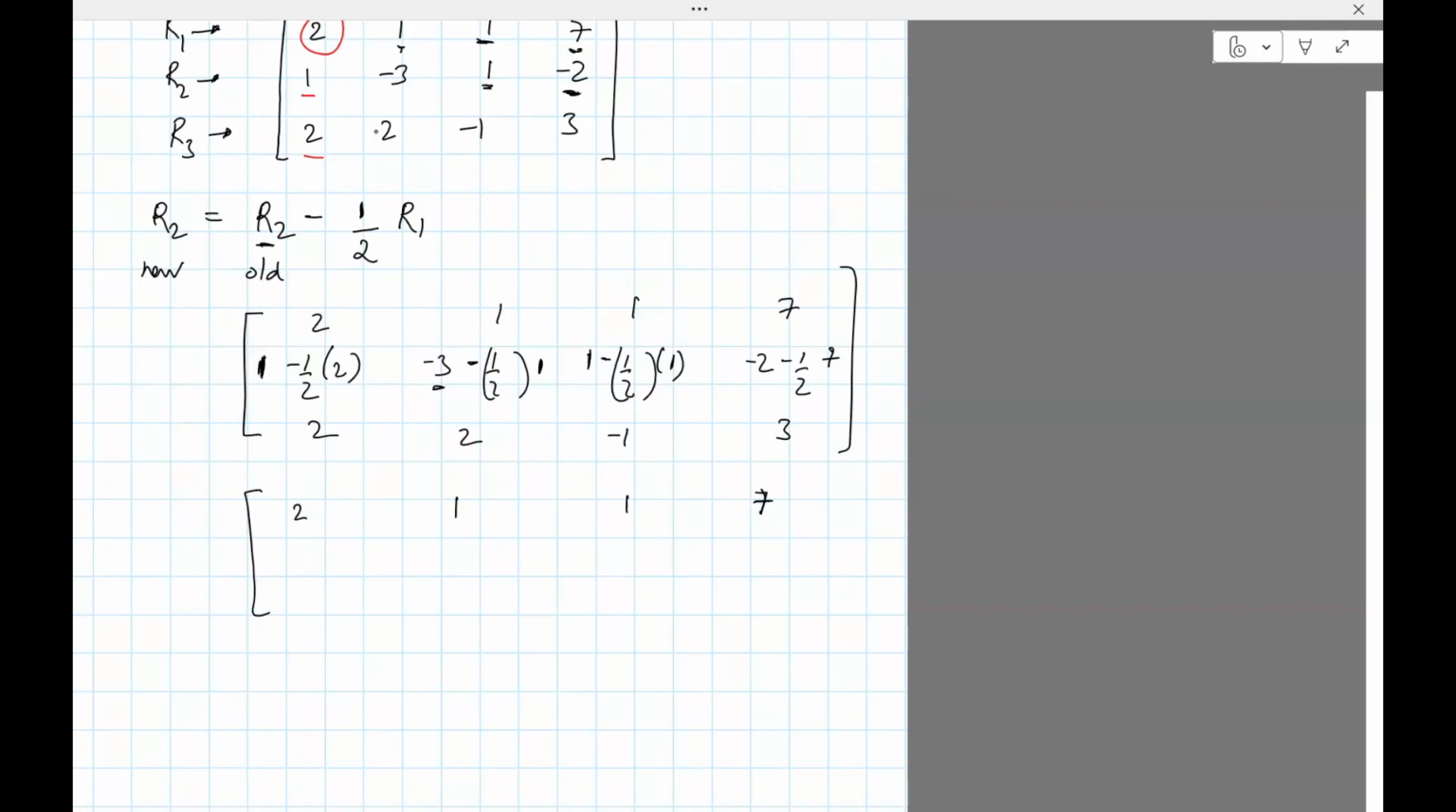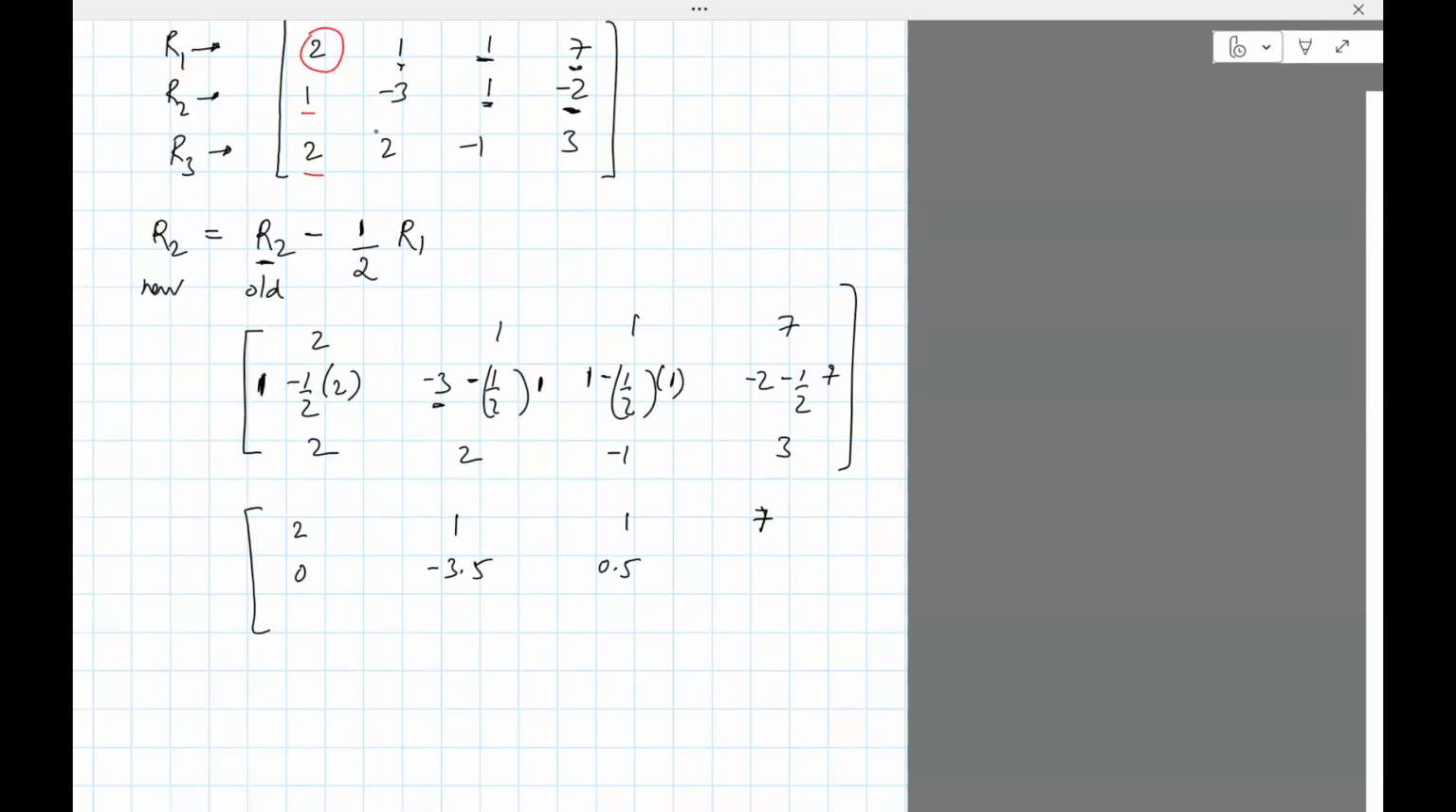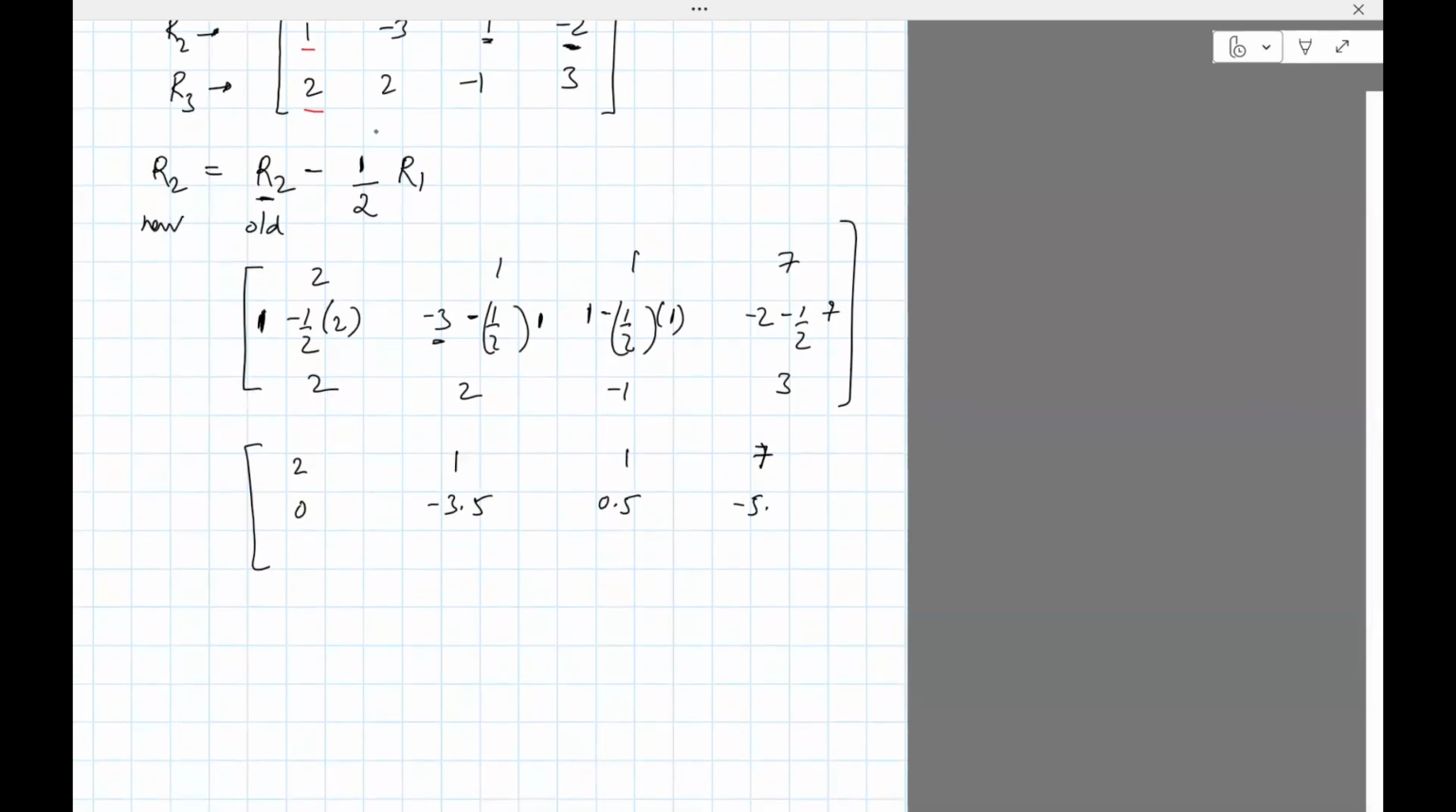Second row will become 1 minus 1, will be 0. Minus 3 minus 0.5, so minus 3.5. 1 minus half is 0.5. 2 minus 2 minus 7 divided by 2 is minus 5.5. And then the last row, I've not done anything here, so it'll remain the same.